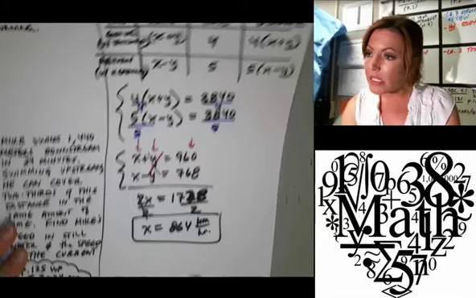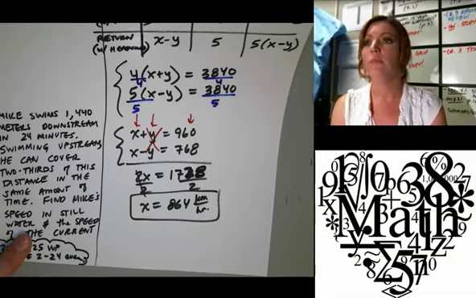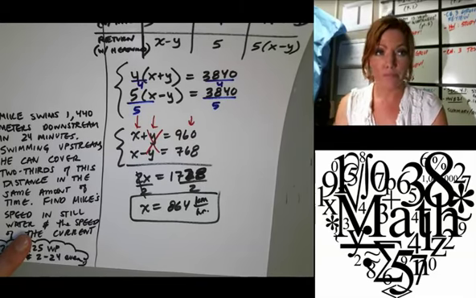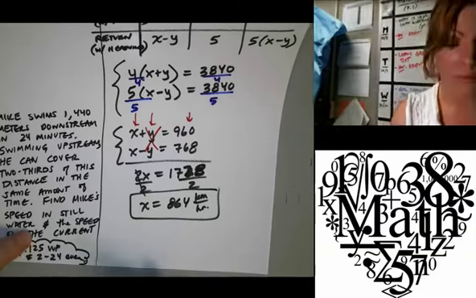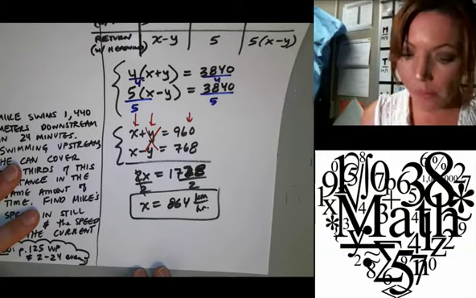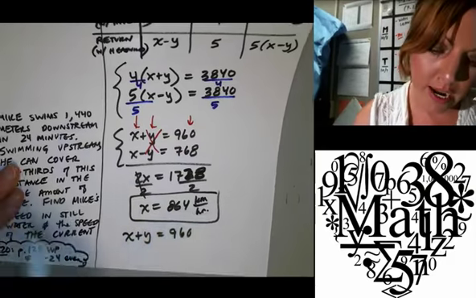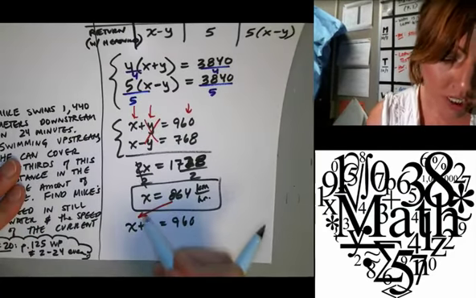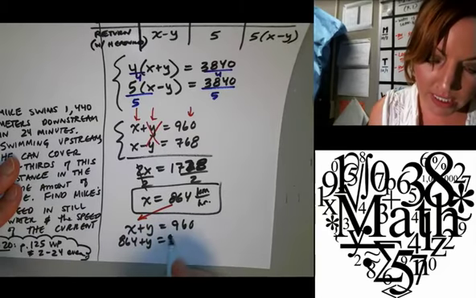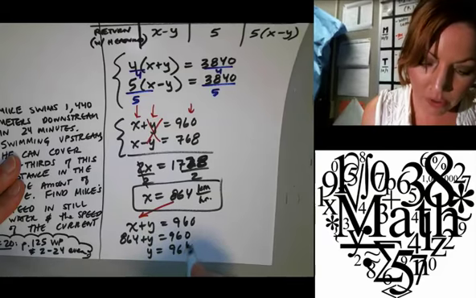Now, how would we use that to find the speed of the wind, which is y? Elizabeth? Good. Do you have one that you would prefer to plug it into? Good. Okay, so x plus y equals 960, and we take that x, plug it in for x, so 864 plus y equals 960. And so when we solve this, we get y equals 96 kilometers per hour.